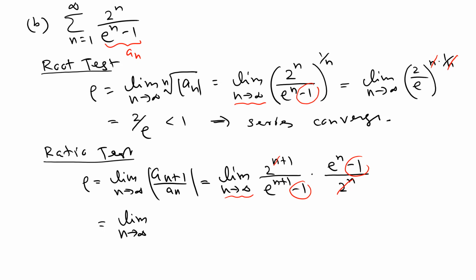From the top you get 2, and then we have e^n here and e^(n+1) here. Now the e^n cancels with this e^n, only the n. So again you get the same thing: 2 over e, which is less than 1. That means the series converges.